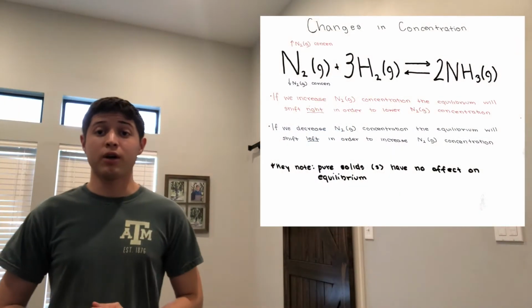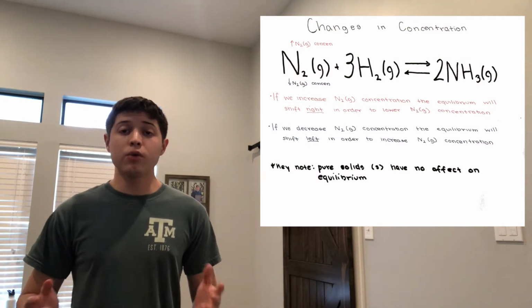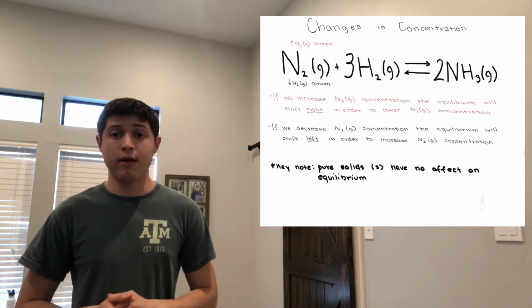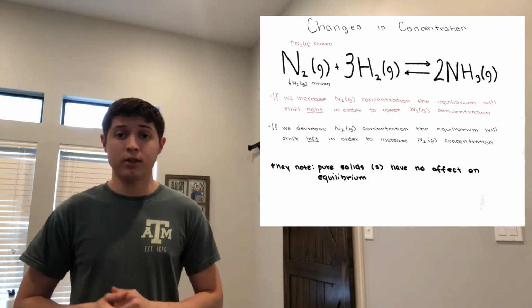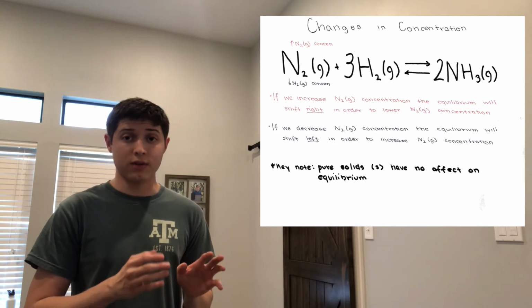So the first topic we want to cover is how changes in concentration affect equilibrium. In general, the way we interpret this is, if we have a component that's increased on either our product or reactant side, in a system that's already at equilibrium under given constant conditions, then the equilibrium will shift in the direction that decreases the concentration of that component.